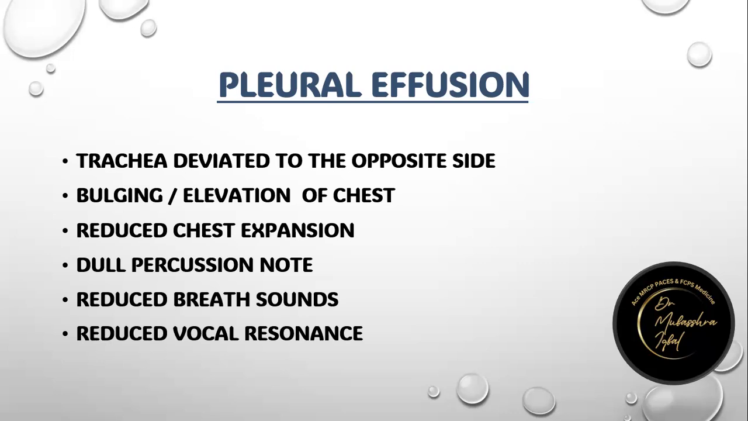If we talk about the findings in the chest, here the trachea will be deviated. If it is a massive pleural effusion, the trachea will be deviated towards the opposite side. For example, if pleural effusion is present on the right side of the chest, the trachea will be shifted towards the left side. There will be bulging and elevation of the chest. There can be reduced chest expansion towards the side of pleural effusion. Percussion note will be dull.